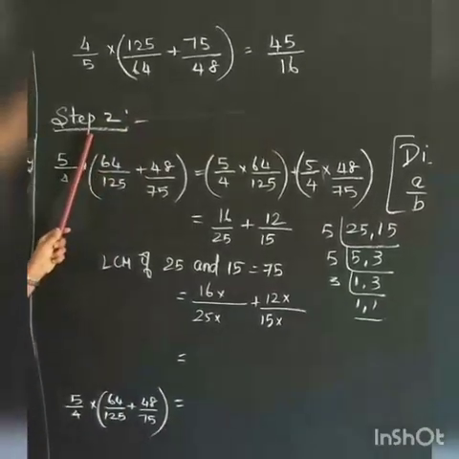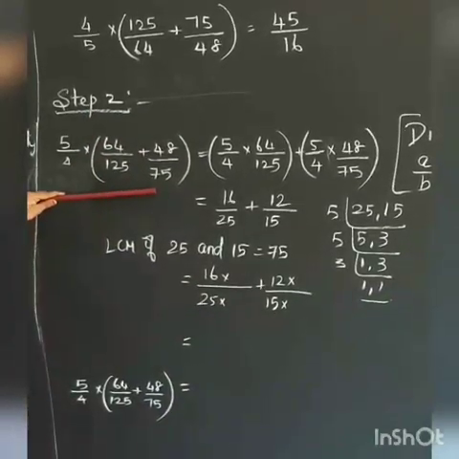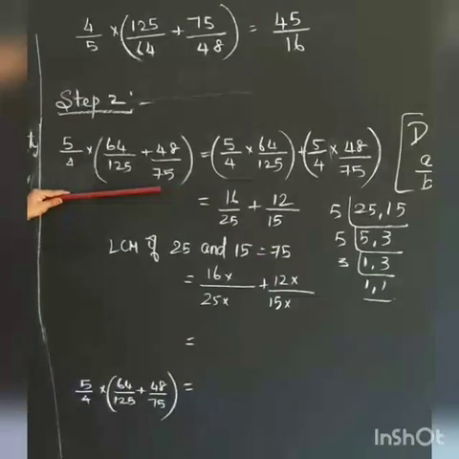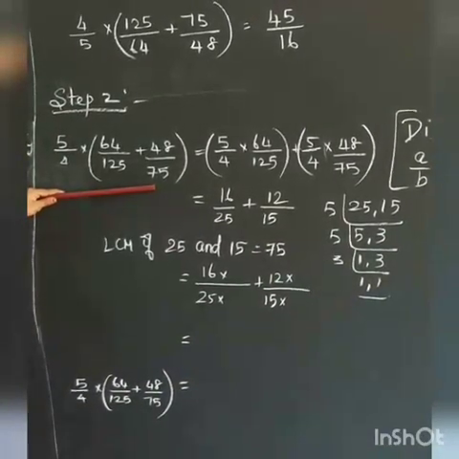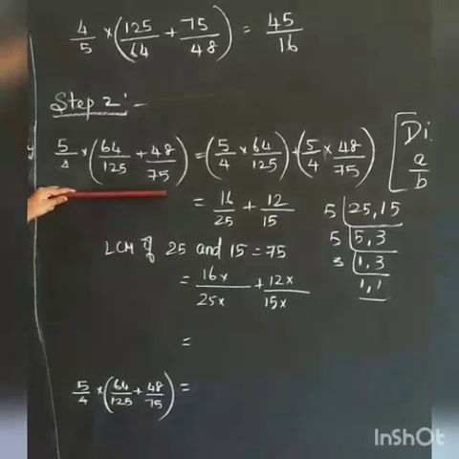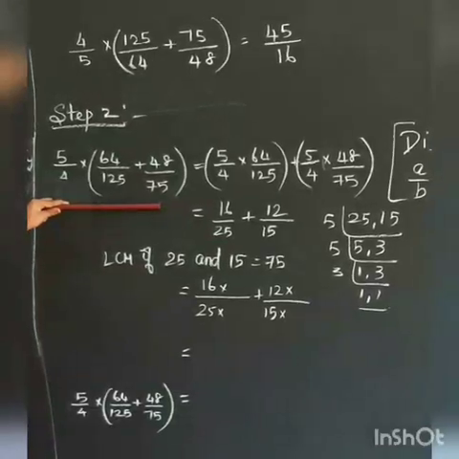Similarly, you have to take this step number 2, the next, the remaining part. Now what is your remaining part? In the question, the remaining part is 5 by 4 into, open the bracket, 64 by 125 plus 48 by 75, close the bracket. So as like first part, we have to simplify the second part also, step number 2 also.